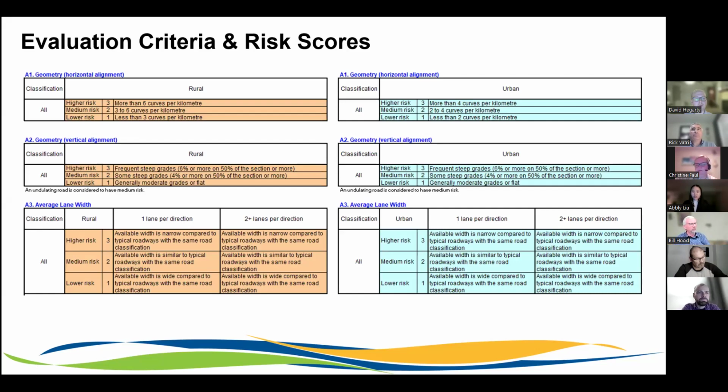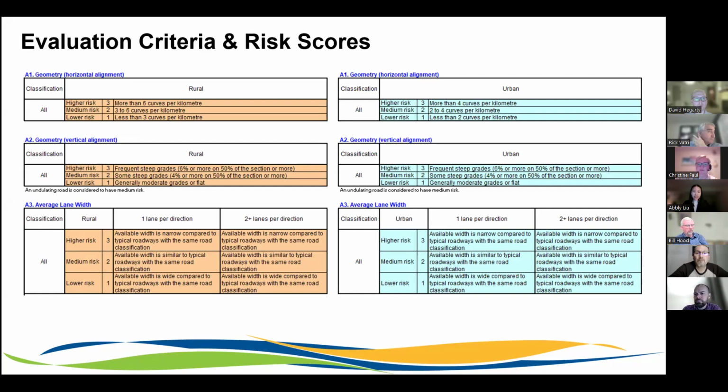The risk scores are shown for each criteria in the tables below, and they differ slightly for urban and rural roads. The scores for rural roads are shown in the tables on the left, while the scores for urban roads are shown in the tables on the right.